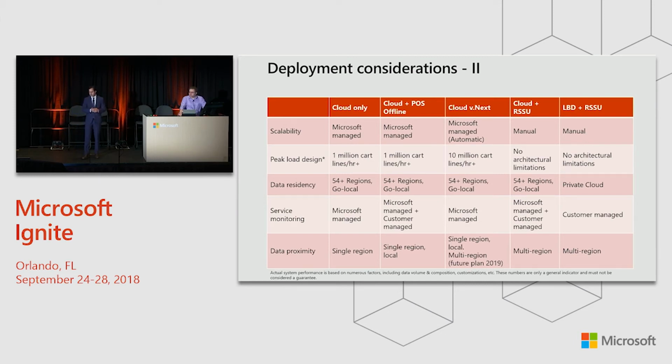Then data residency, we're able to support your data being limited across 54 regions. So we allow you to deploy in 54 plus regions. We support Go Local in all the cloud-hosted topologies. For LBD plus RSSU, since it's private cloud, you are in full control of where you deploy it.